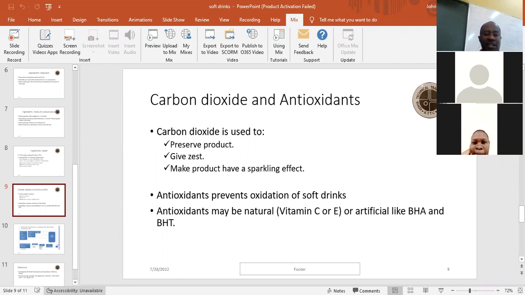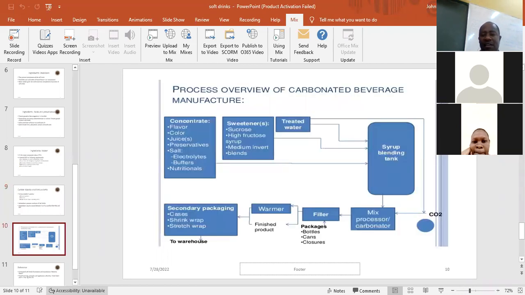So I present a chart there. So you just study that chart, and that chart, whatever it's trying to explain, is the process from the point where you have a concentrate usually obtained from the manufacturer.